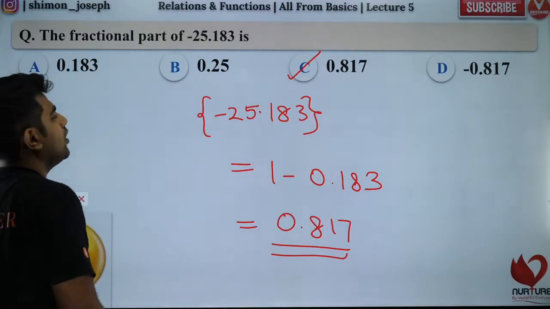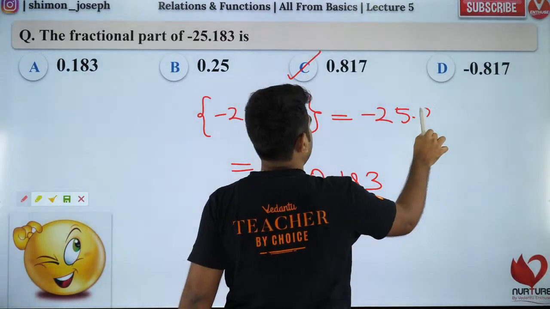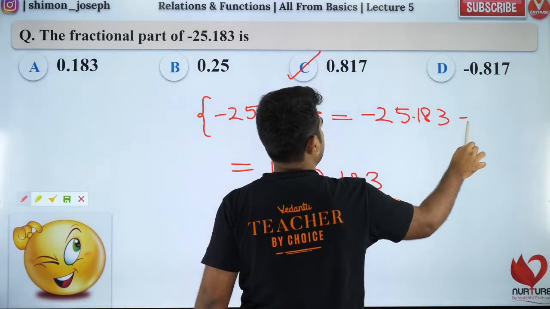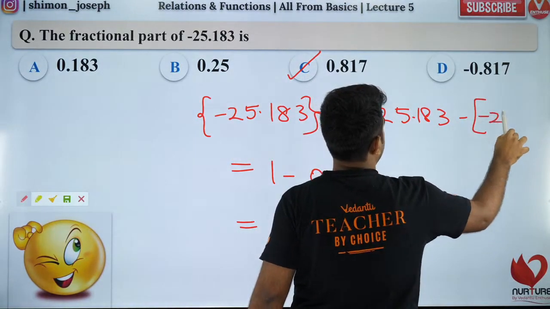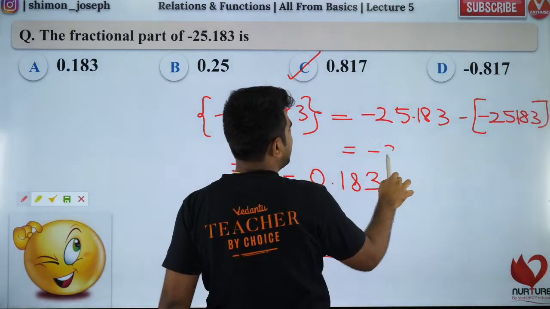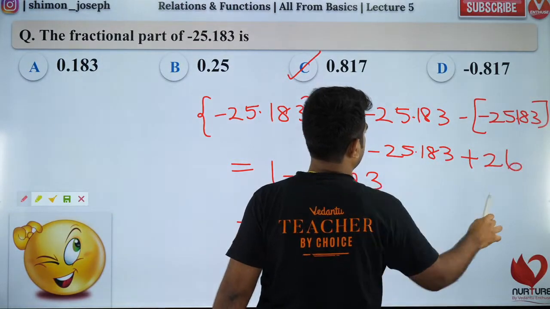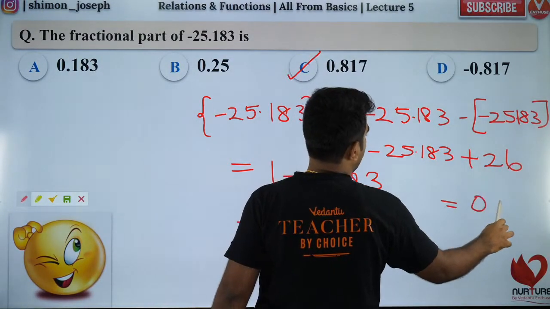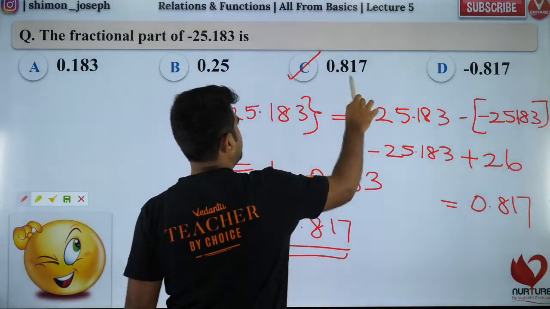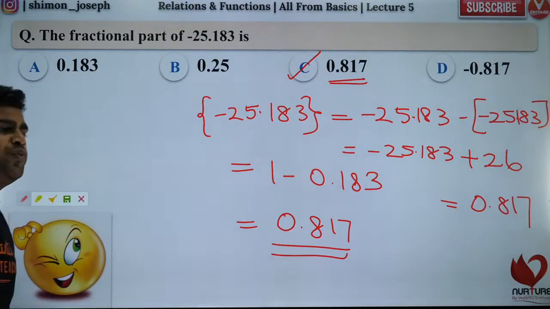But if you want to do the long way, then fractional part of x is equal to x minus GIF of x. So that is going to be what? That is going to be minus 25.183 plus 26. So that's going to be 0.817. So that's option C. Are you all clear? Shall we move forward?